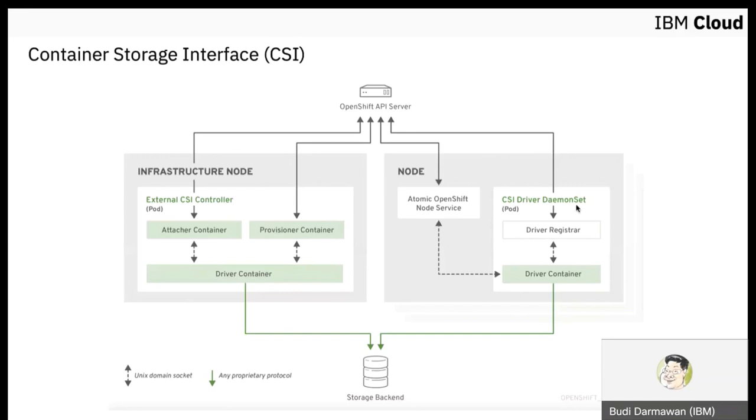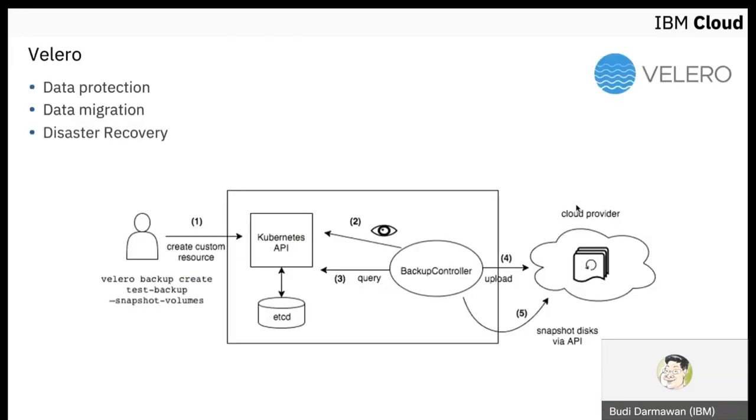Okay, now we get to a slightly different side of storage. You have data inside the cluster, but the data is in the cluster. How would you perform a backup, or save the state of the data? This is where Velero comes in. Velero allows you to do data protection, data migration, and disaster recovery. What happens here is you have a Kubernetes API that talks with etcd. That is how Kubernetes works.